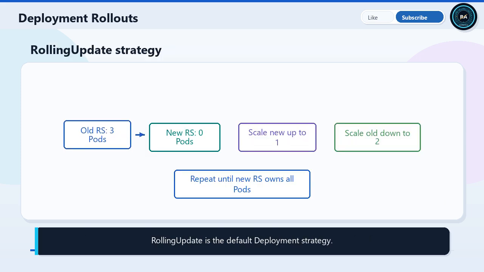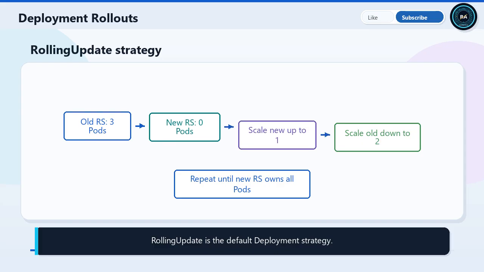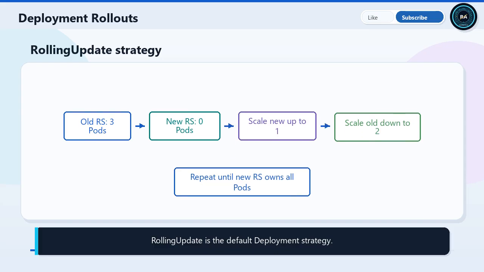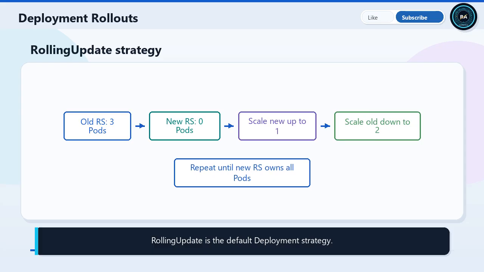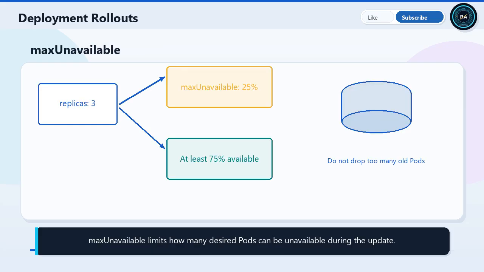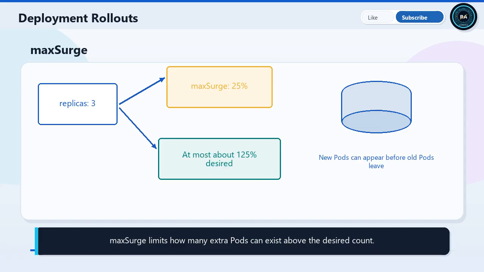By default, deployments use RollingUpdate. Kubernetes gradually scales the new ReplicaSet up while scaling old ReplicaSets down instead of deleting everything first. maxUnavailable controls the lower bound. The default is 25%, so a 3-replica deployment keeps at least 75% of desired pods available during the update. maxSurge controls the upper bound. The default is 25%, so Kubernetes may create a small number of extra pods while replacing old ones.